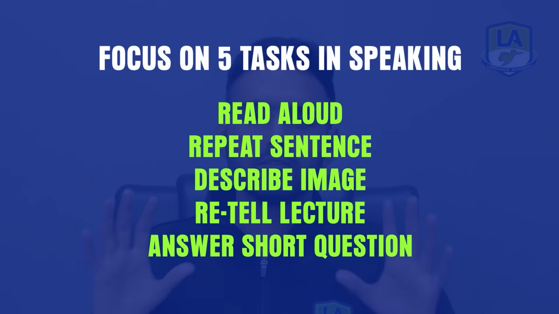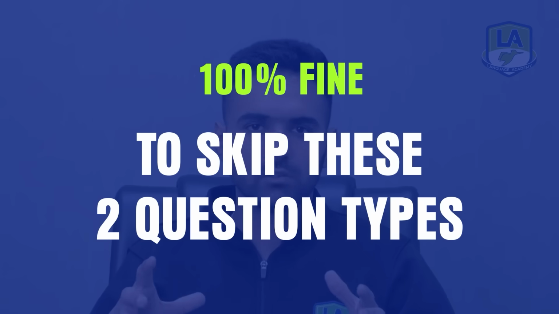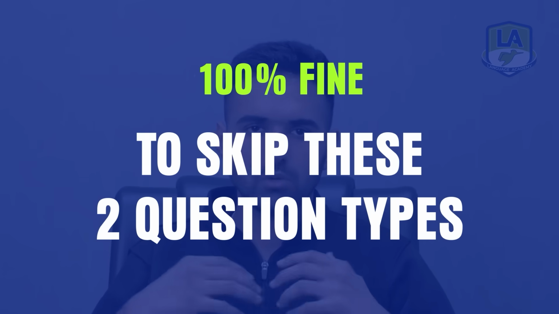Just focus on 5 tasks in speaking: read aloud, repeat sentence, describe image, retell lecture, answer short questions. These two new question types, just skip these totally. It is 100% fine to skip these, and you are not going to lose any points. If you still want to attempt it, I can give you another option for how you can do it.